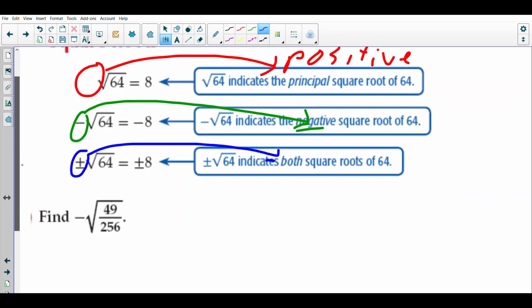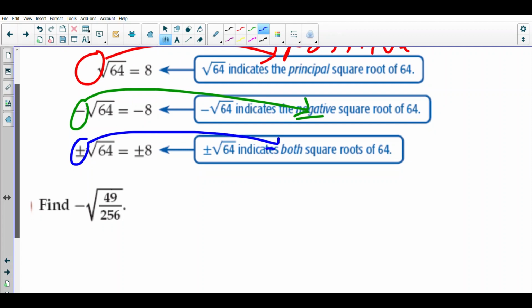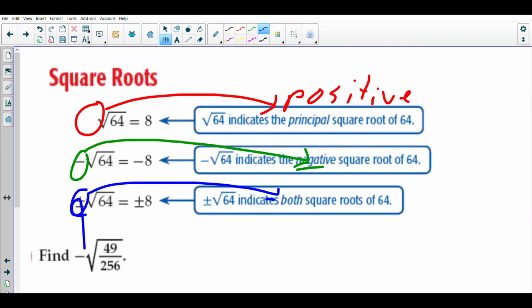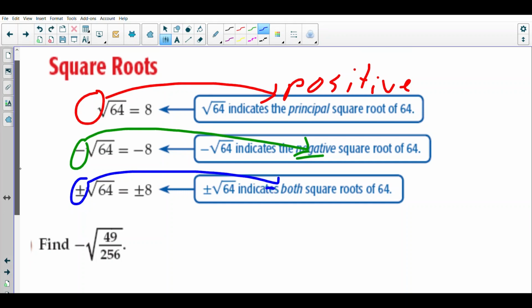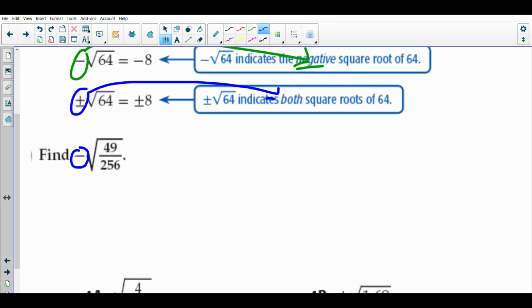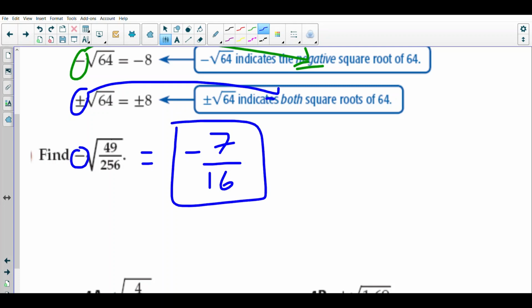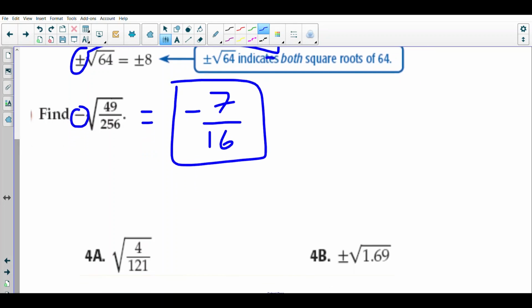Okay, so to find the negative square root of 49 over 256, that symbol out front tells me my answer will be negative. And then the square root of 49 is 7, and the square root of 256 is 16. So my answer is negative 7 over 16. Okay, the next one.